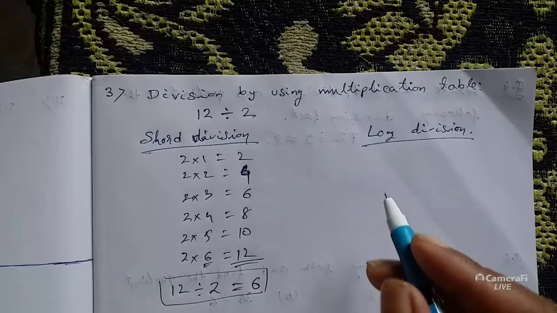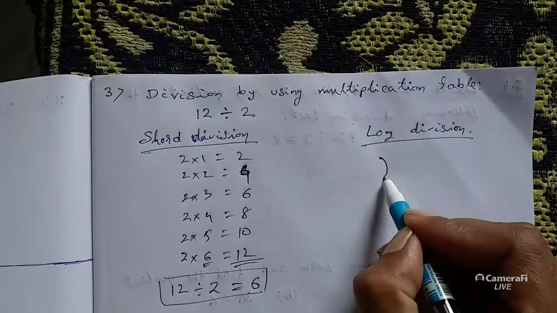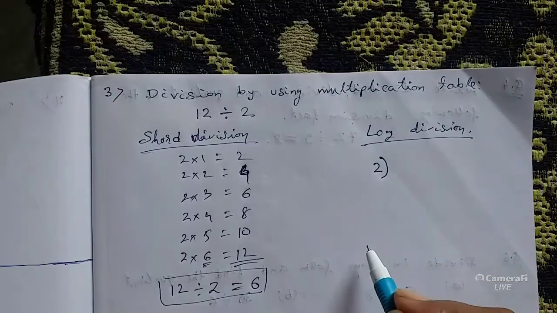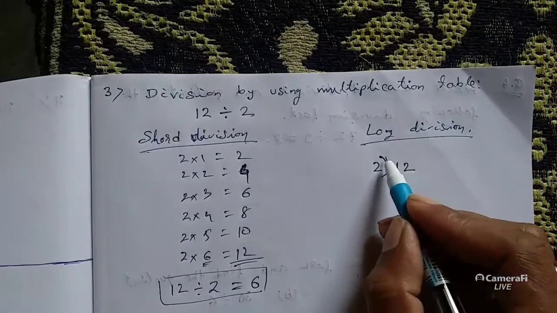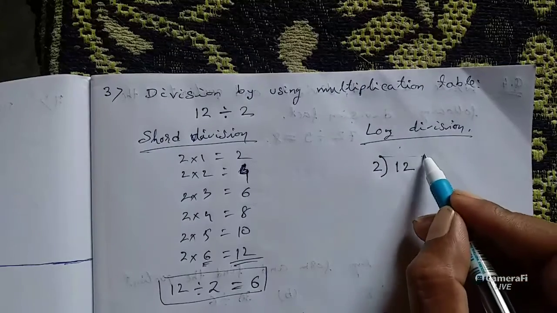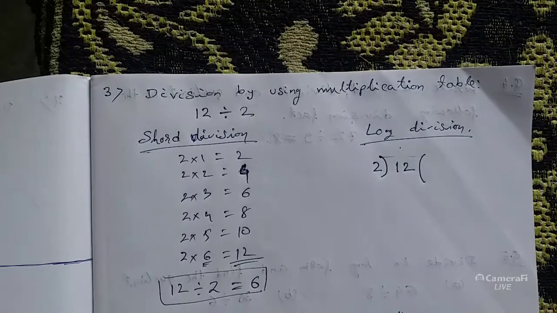Now in long division there is a format. Here will be 2, we will divide 12. You can write the result on the upper side or the side beside this 12.